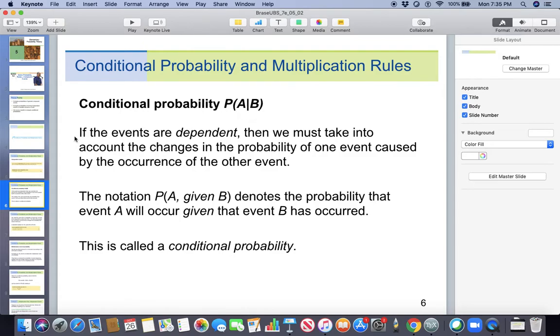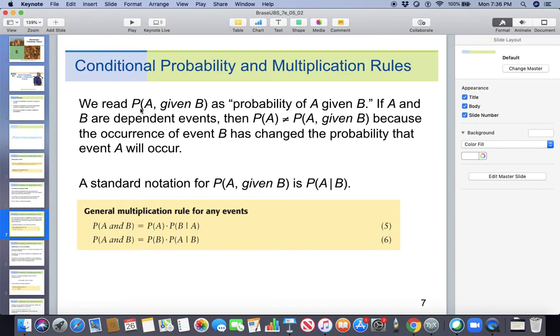Conditional probability. If the events are dependent, then we must take into account the changes in the probability of one event caused by the occurrence of the other. Okay? Sometimes one event influences the occurrence of the other. So, probability of A given B, that vertical line is read given. The notation P of A given B denotes the probability that event A will occur given that event B has occurred. This is called conditional probability.